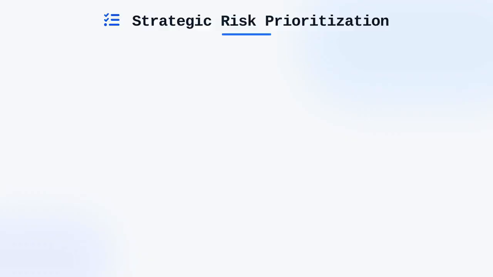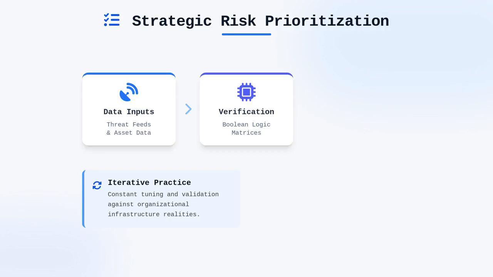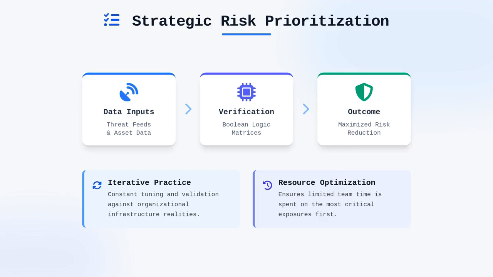Effective prioritization is an iterative practice that requires constant tuning and validation against the realities of your organizational infrastructure. By systematically verifying our Boolean logic matrices and ensuring clear communication between threat feeds and asset data, we create a resilient system that directs remediation efforts where they offer the greatest reduction in risk. Understanding these configurations allows you to confidently manage the flow of vulnerabilities, ensuring that your team spends their limited time addressing the most critical exposures first.